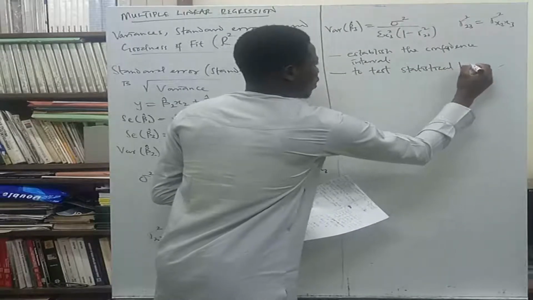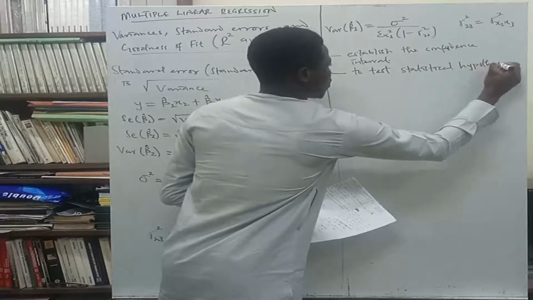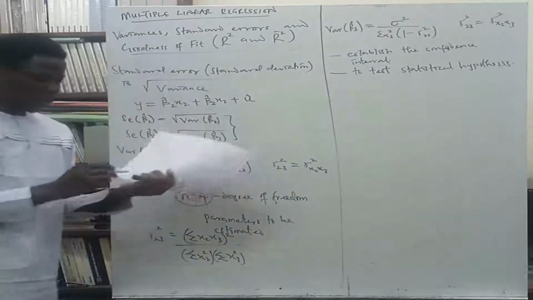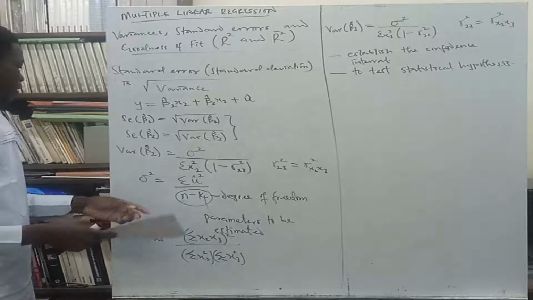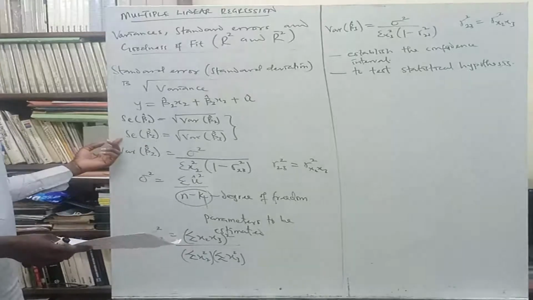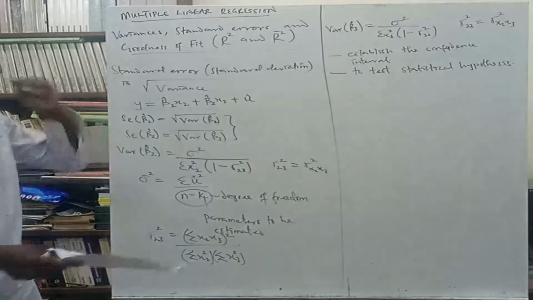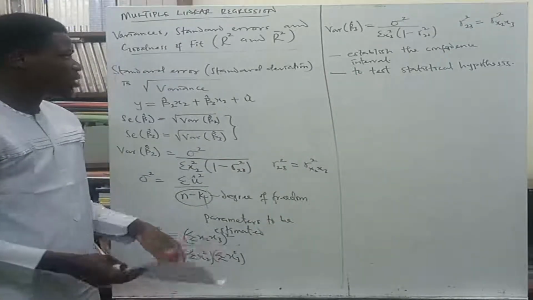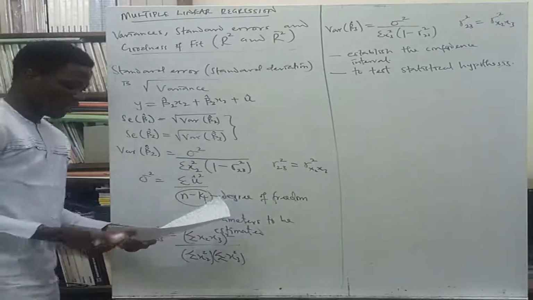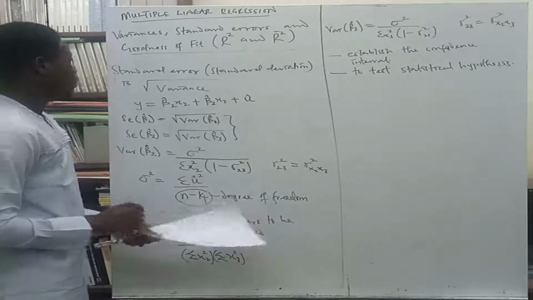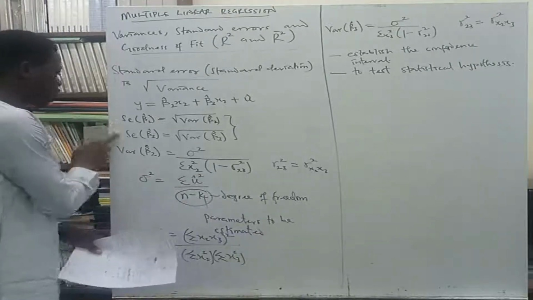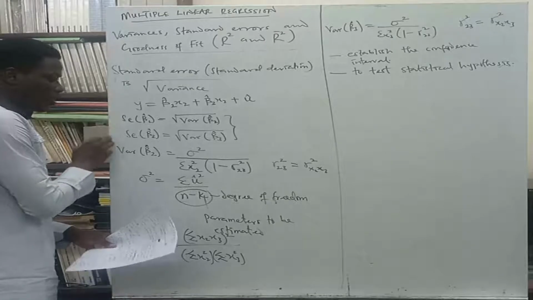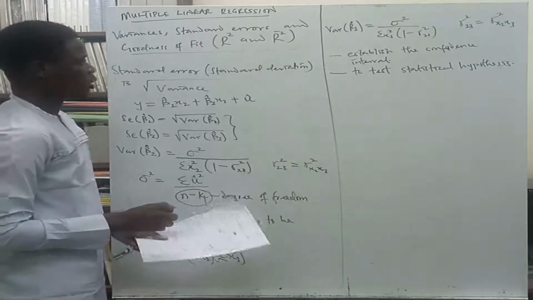statistical hypothesis. So these are the two reasons why we need our standard error. So our standard error is to establish confidence interval and also to test statistical hypothesis. So the two reasons why it is very necessary for us to conduct the standard error of the estimators.